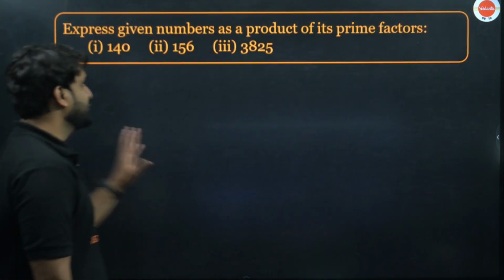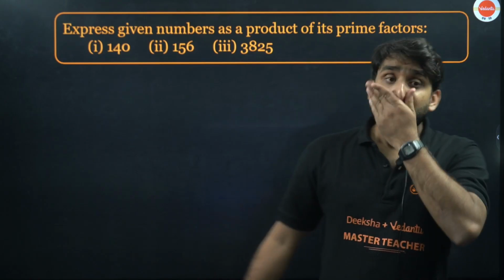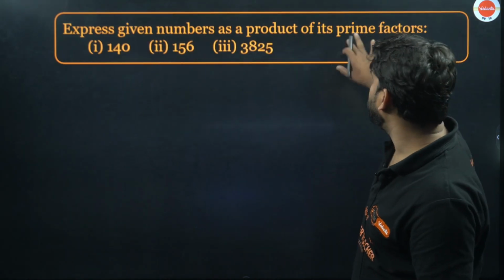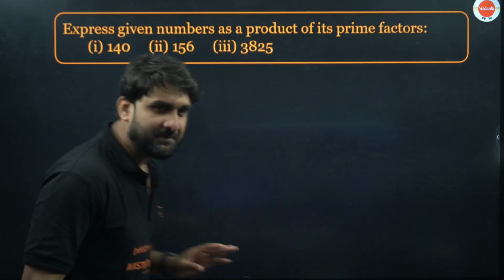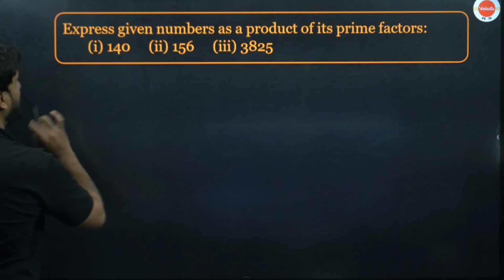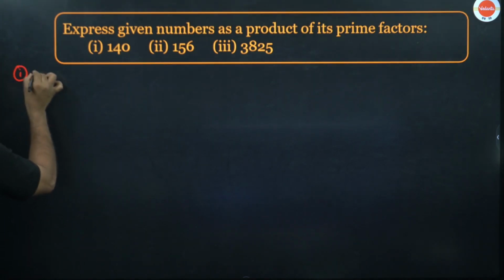Moving ahead, let's do a few questions here. Express the given numbers as a product of their prime numbers. Very easy. So this is 140. I'm doing the first question here.